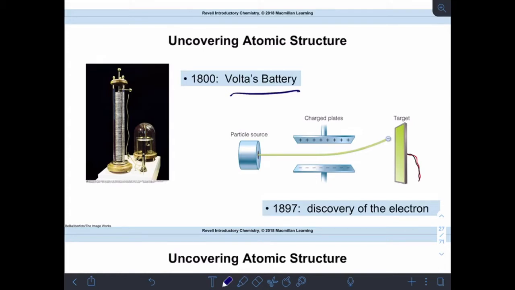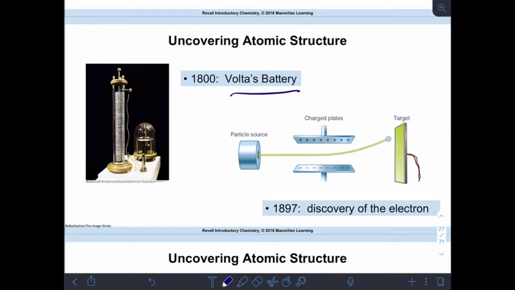It's named after Volta. And in this image, we have a stack. This is actually called Volta's stack. It's a stack of alternating copper and zinc plates. In between each of those plates is a very thin piece of fabric that's been soaked in acid. By stacking up all these plates, it creates an electric voltage.